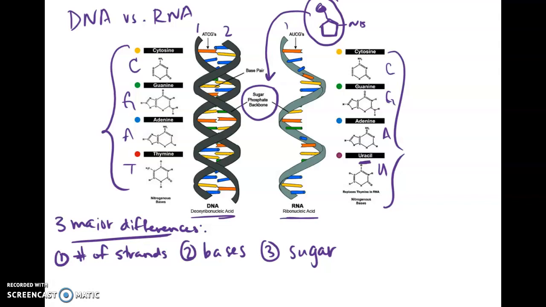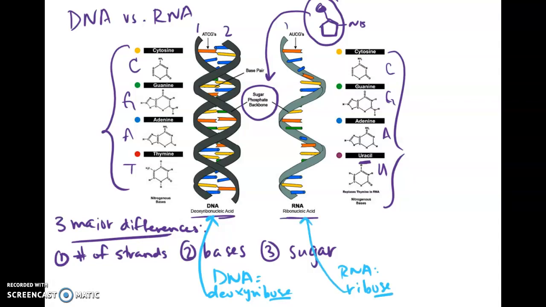So with DNA, the sugar that is found is, let's see, DNA is deoxyribose. And remember, anything that ends in OSE is a sugar. And you can actually find this particular word in the name for DNA. And then with RNA, you are dealing with a ribose sugar. So again, anything that ends in OSE is a sugar, and you can find it in the name ribonucleic acid.